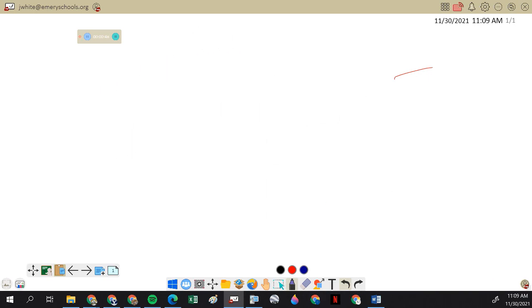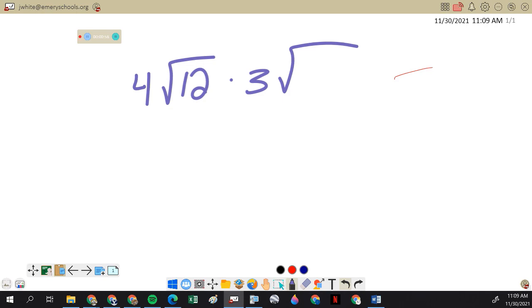Okay. What if it's 4 root 12 times 3 root 18? Well, you can multiply square roots together as long as they have the same root. And both of those are square roots. So if you had a square root and a cubed root, you cannot mix those. And then you multiply outside and outside, which would give you 12. And then inside and inside. I don't know what 12 times 18 is, but I don't really care.